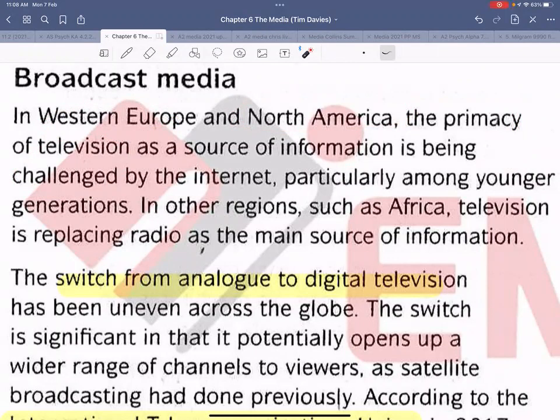In other regions, such as Africa, television is replacing radio as the main source of information. Again, regional differences, cross-cultural variations, jahan pe aapki economic stability, economic growth, bahut zyada matter karti hai, theek hai?